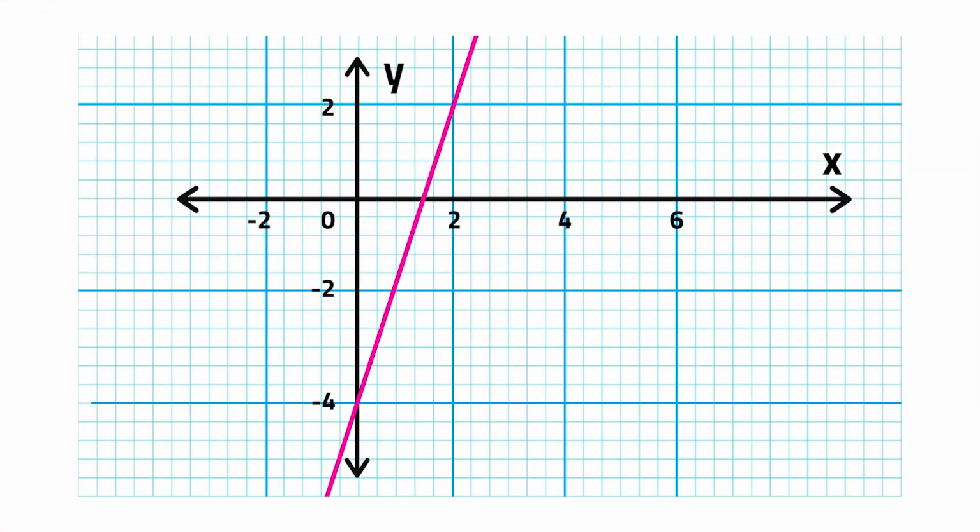While if the portion of the graph that is in view includes the y-axis, then the y-intercept is very easy to spot. You just see where it crosses the y-axis. Here, the line crosses the y-axis at 0, -4. So, the y-intercept is -4.